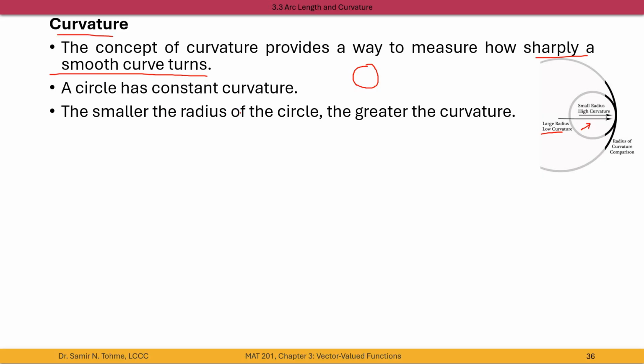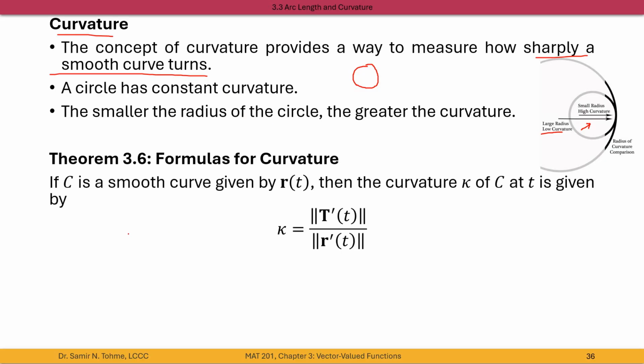And you can calculate this and get an exact number. In this way, you can compare two curves by calculating their curvatures. To calculate the curvature, we're going to use this formula. Let's consider we have a curve C, and this is a vector function r of t, and the curvature will be denoted as kappa. The kappa of C at a given t is given by this formula.